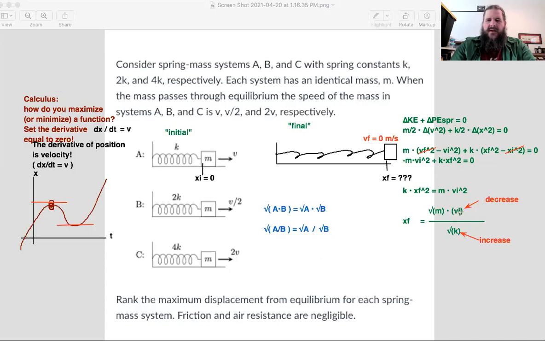So both of these changes, the slower speed and the increased spring constant, act together to make the final displacement much, much smaller. So we should definitely be able to say that the final displacement for B is much smaller than the final displacement for A, because both of these changes are acting together to make the displacement smaller. You launch it at a slower speed and you're using a stronger spring that holds it back more. Any questions on that so far?